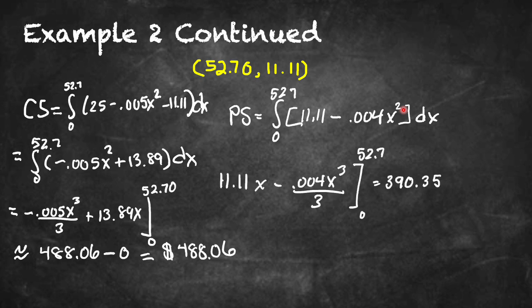So when we find the antiderivative, we're going to get 11.11x minus 0.004x to the third over 3. And then when we evaluate that from 0 to 52.7, and we plug in that 52.7, we're going to get 390.35. And when we plug in 0, we're just going to get 0. So we're just going to be left with $390.35. That will be our producer surplus.